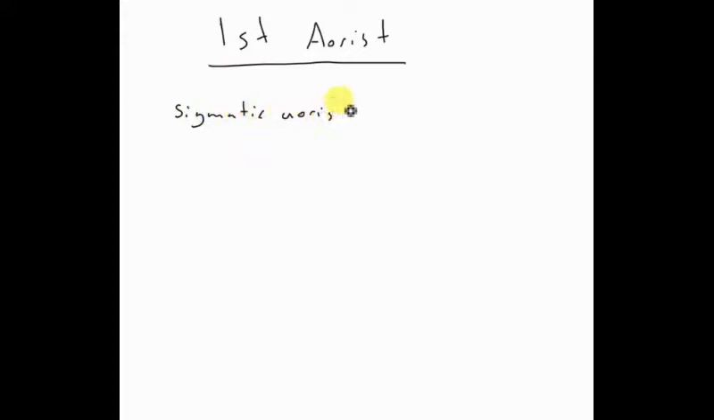In this video, we're going to discuss the first aorist. It's the first of two types of aorist stems that you can have. So the first aorist is also called the weak aorist, but it is also called the sigmatic aorist. Sigmatic aorist because of the sigma.